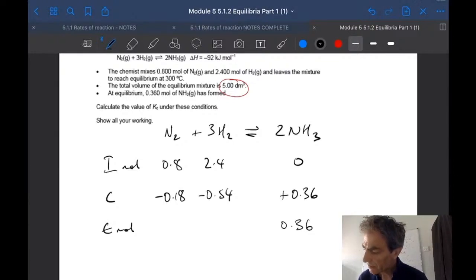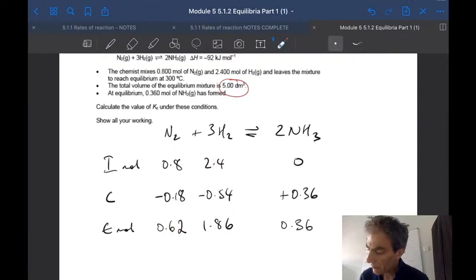The other way you could do it is, you know that 0.36 moles of this has reacted, so the ratio here is 2 to 3, so basically 1.5 times 0.36 is how much hydrogen has to react. Either way you get 0.54 moles reacted. Okay, so now we've done that, we can work out the equilibrium moles. So this is going to be 0.62 and the hydrogen is going to be 1.86. So all I've done is gone 0.8 minus 0.18 gives that, 2.4 minus that gives that.